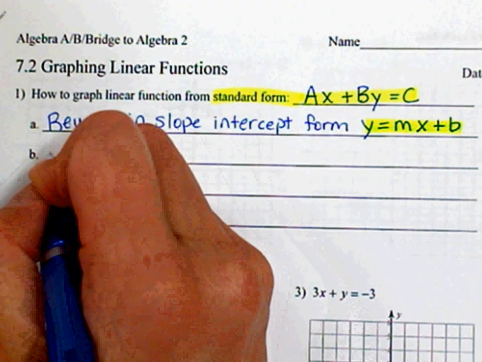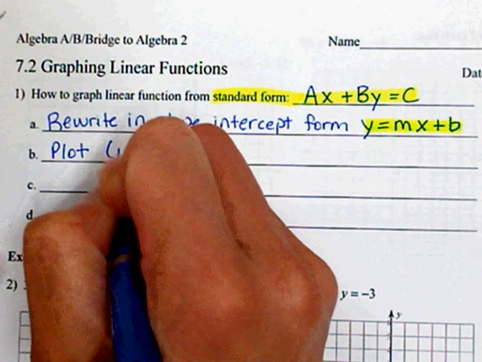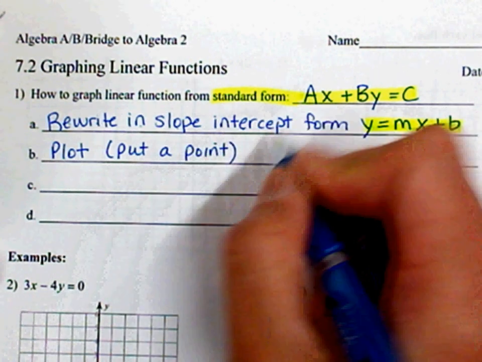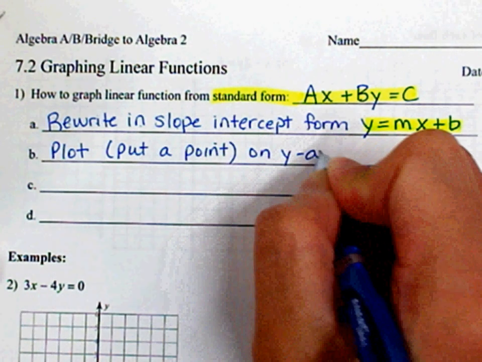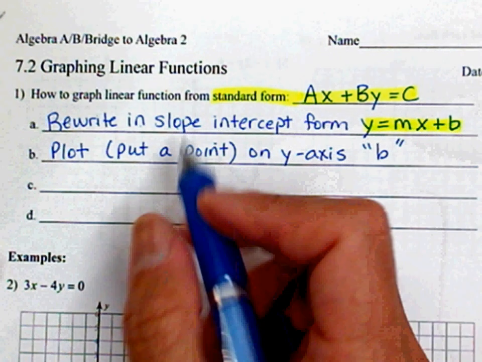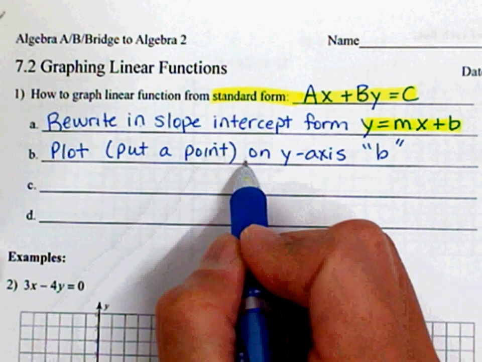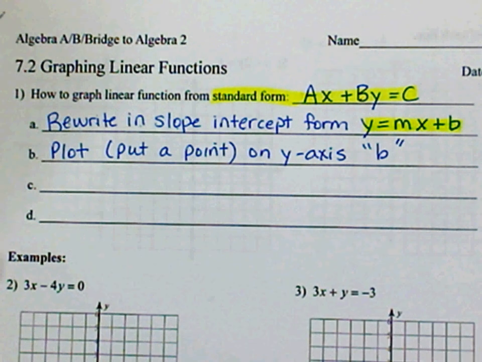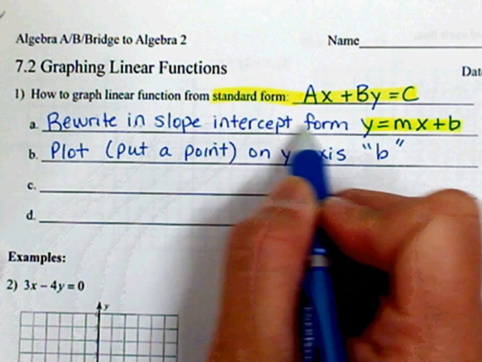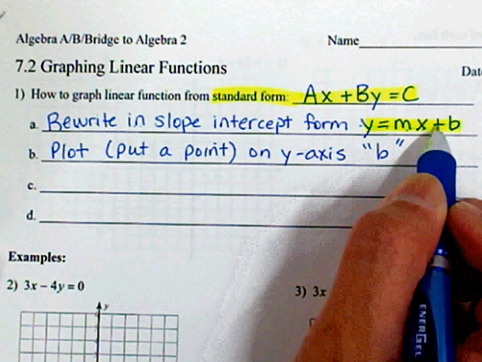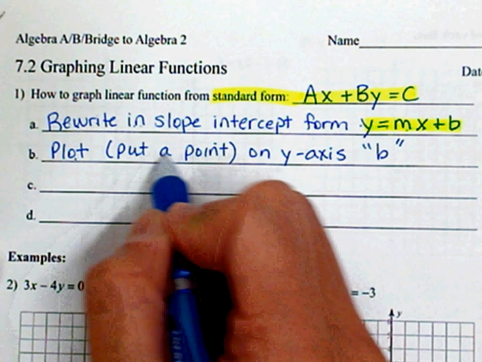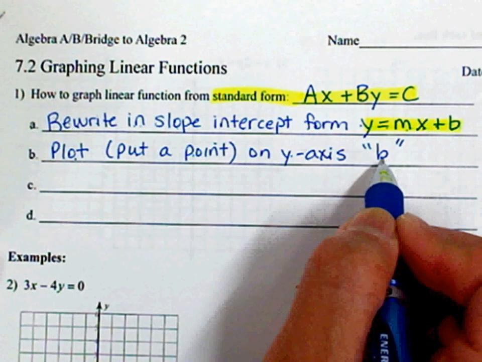Next step, you are going to plot. That means you're going to put a point on the y-axis, and that point is the b. So you're going to plot, put a point on the y-axis, which is your b. There's your b. So A, rewrite in slope-intercept form, y equals mx plus b. Part B, you're going to plot, put a point on the y-axis, which is your b.